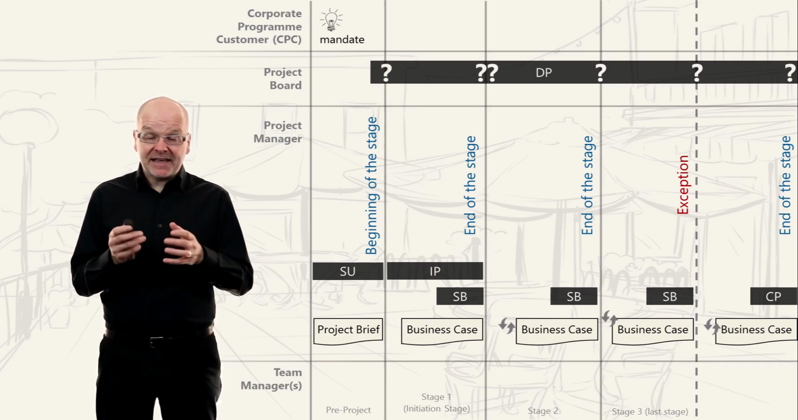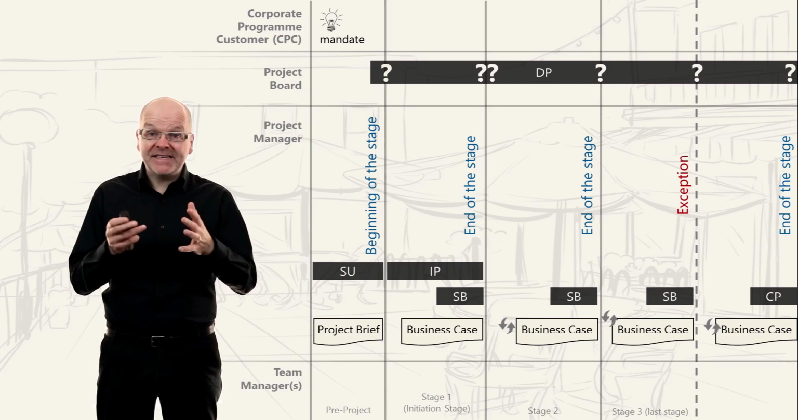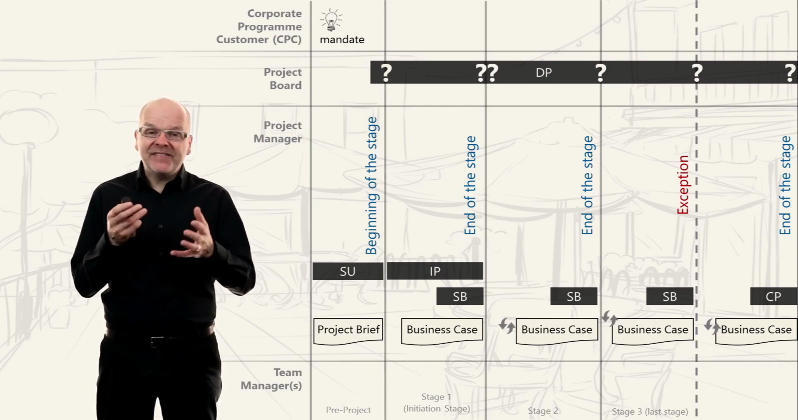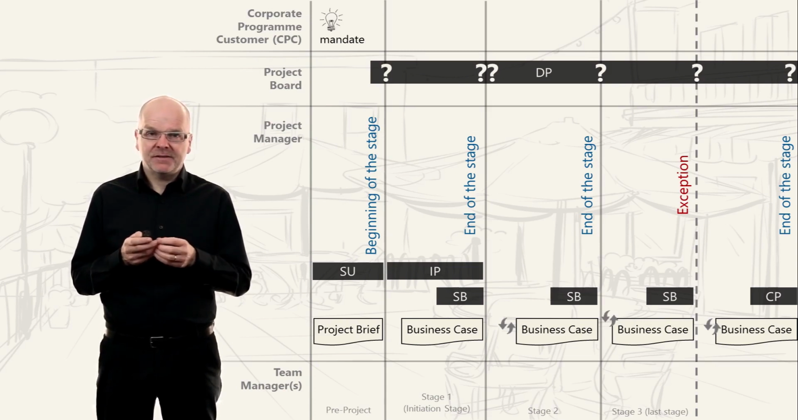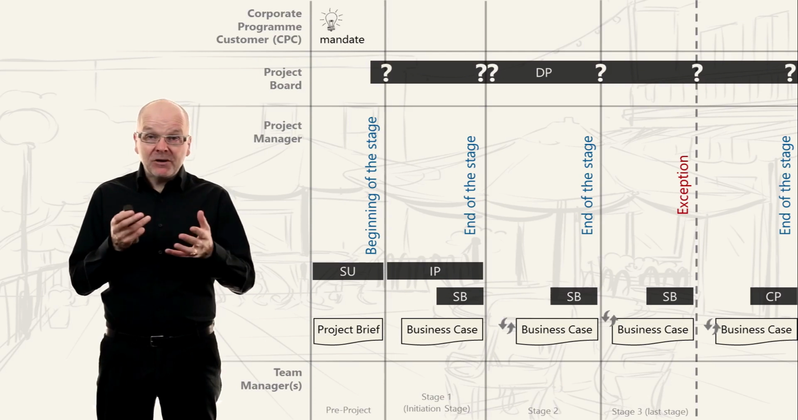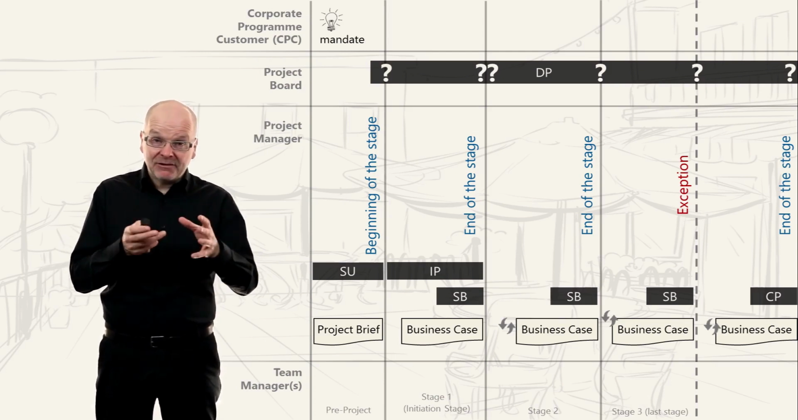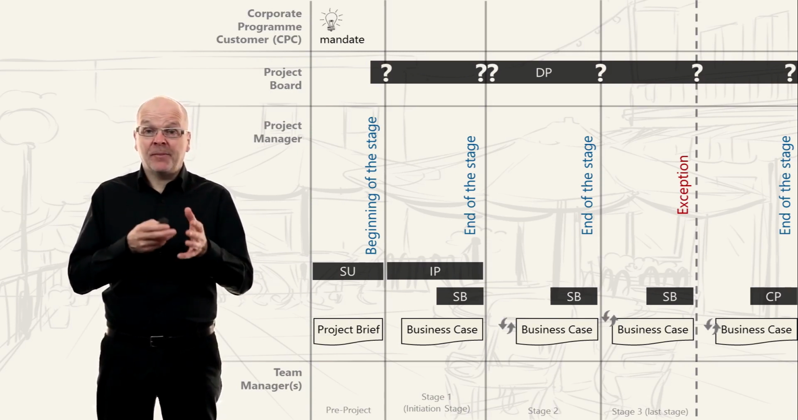The second check is at the end of the starting up a project process using the outline business case document. The outline business case document is part of the project brief, and this is the first light version of the business case. The third check is at the end of the initiation stage, again using the business case document. So the business case now includes a more realistic estimate of the cost of the project than the outline business case. And that's because we have the information from the project plan.